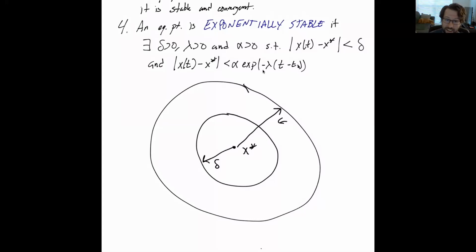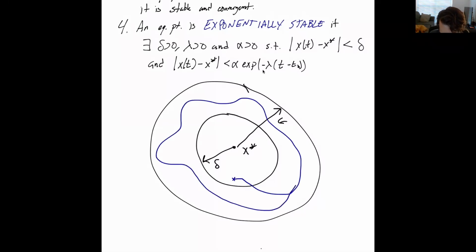Then if we start a solution, let's say, let's color it blue. If we start a solution right here, so it's within that delta ball, and this solution evolves over time and stays inside this epsilon, then we can say that we have stability, right?